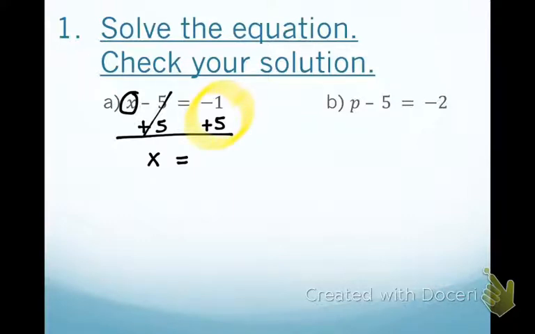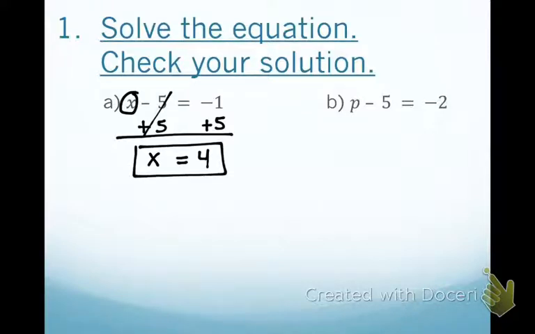Negative 1 plus 5. Is that the same sign or different sign? Different sign. So same sign, add and keep; different sign, subtract and take. Let's subtract those numbers and take the sign of the larger number. What do you get? Positive 4, because the 5 was bigger. So the correct answer is X equals 4.